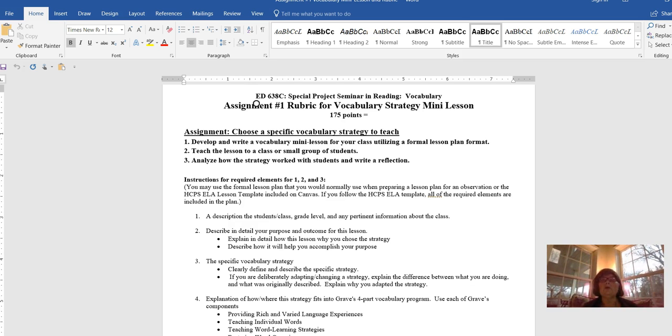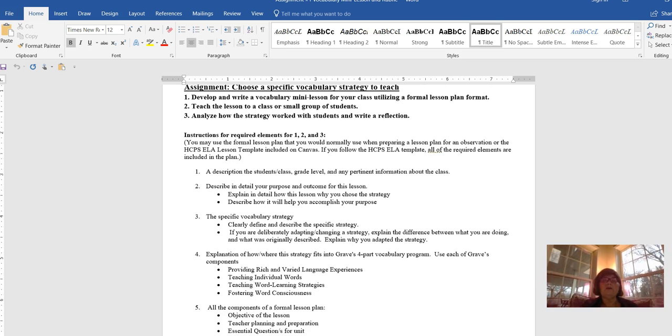utilizing some kind of a formal lesson plan format. I have and will include some on Canvas, but you can use any lesson plan that you normally would use or would use for an administrator or to share with someone. You're going to teach the lesson to your class or a small group of students, and then after you're going to analyze how the strategy worked, write a reflection.